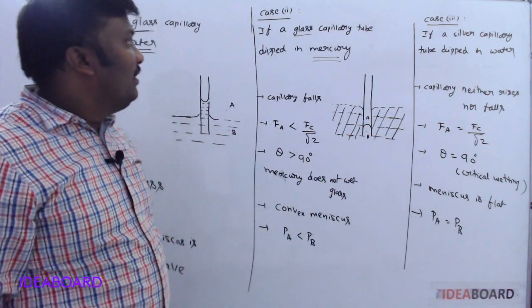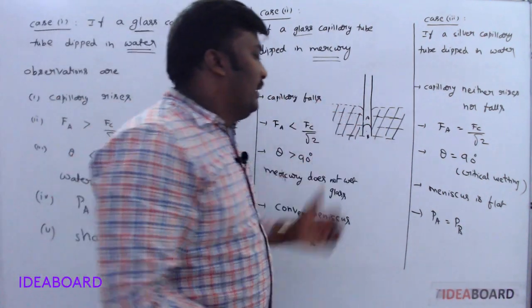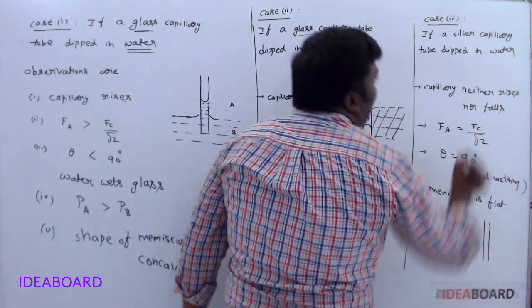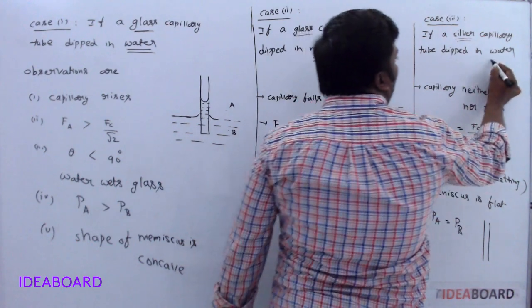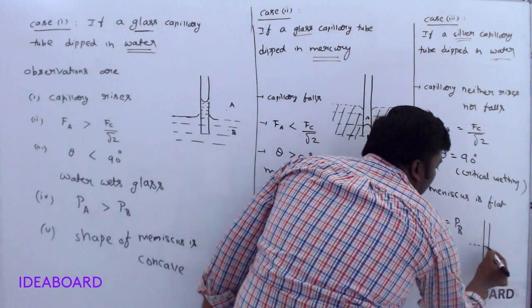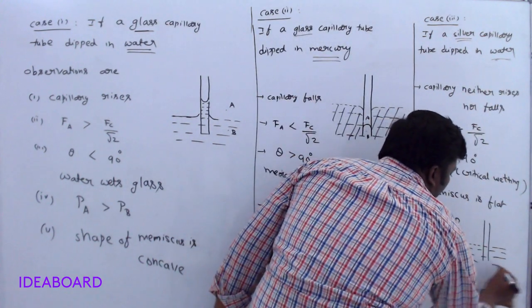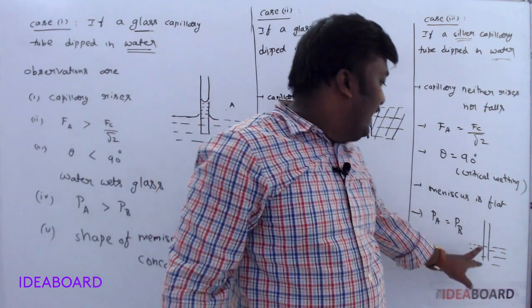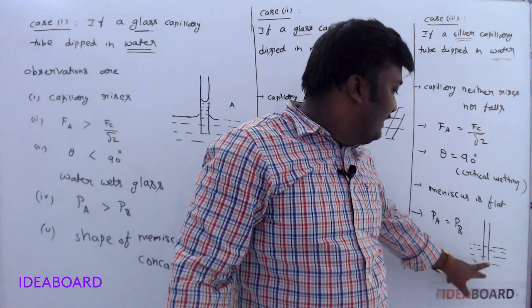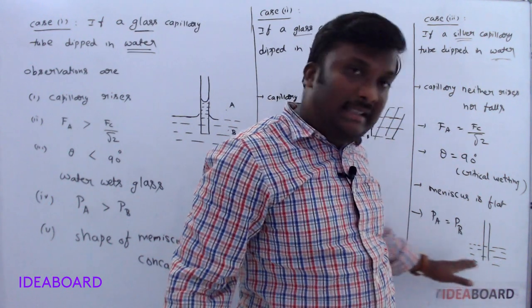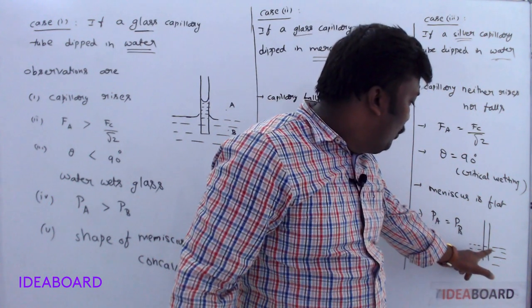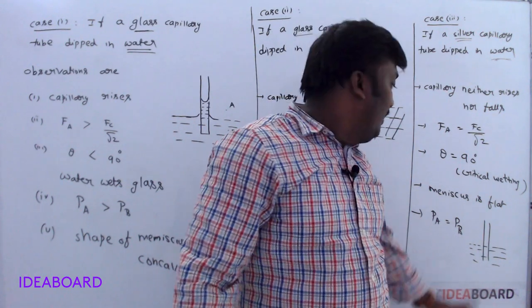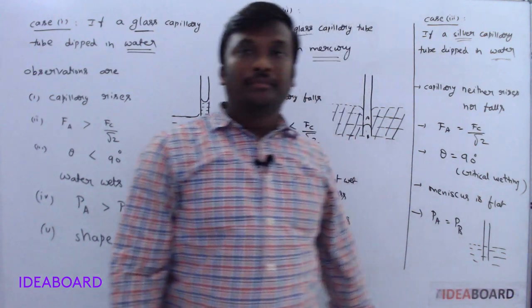It's very clear now. So if you take any silver capillary tube dipped in water, what is the value of the angle of contact? 90 degree. That means it neither rises nor falls. Liquid level will be the same. PA is equal to PB. This is due to the FA value being equal to FC by root 2.